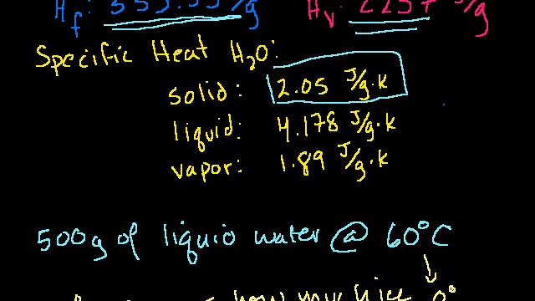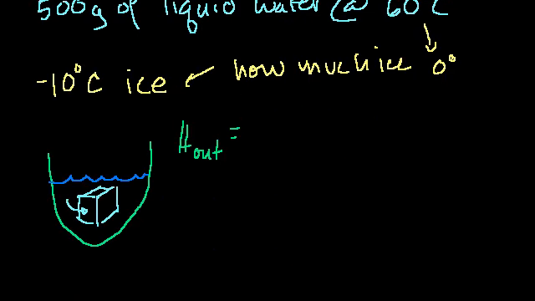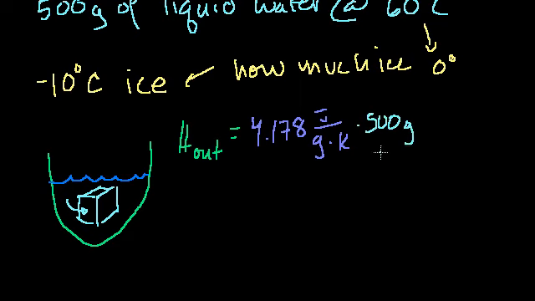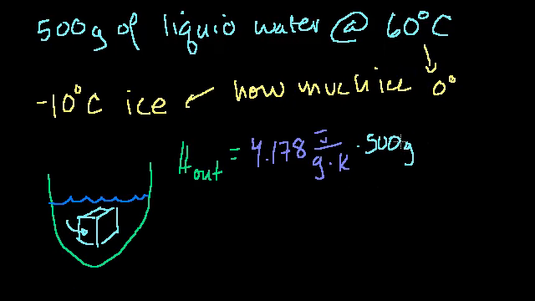So the heat out of the water is going to be the specific heat of water, which we have from our previous videos, 4.178 joules per gram Kelvin. I have to multiply that times the number of grams of water I have to take the heat out of, and we know that's 500 grams. And then I multiply that times the temperature differential that we care about. Just a side note, I use this specific heat because we're dealing with liquid water, liquid water going from 60 to 0. So the final thing, I have to multiply it by the change in temperature.